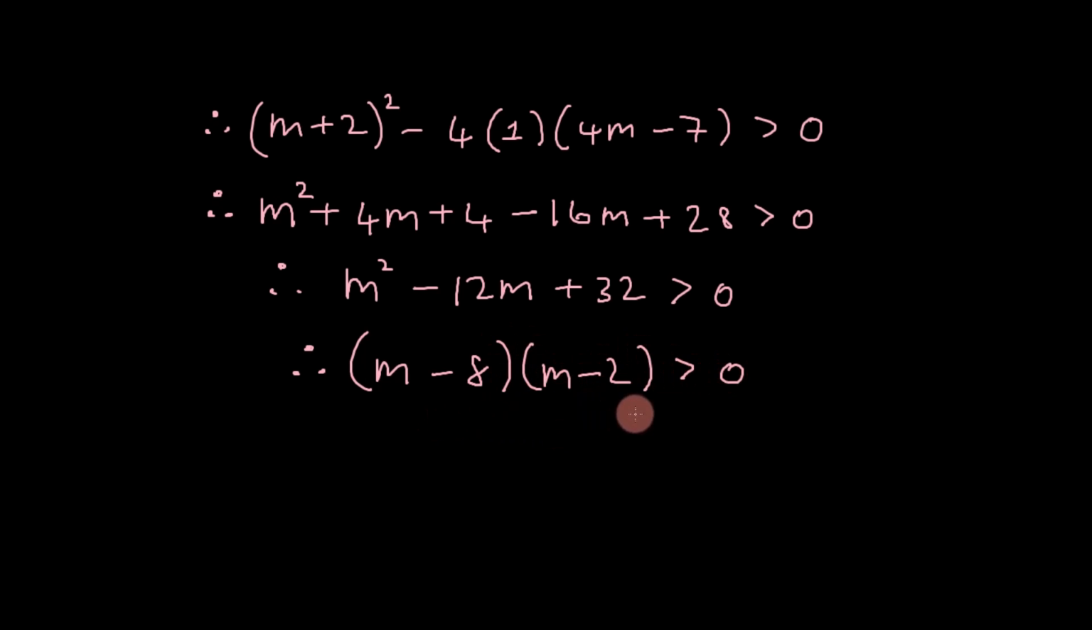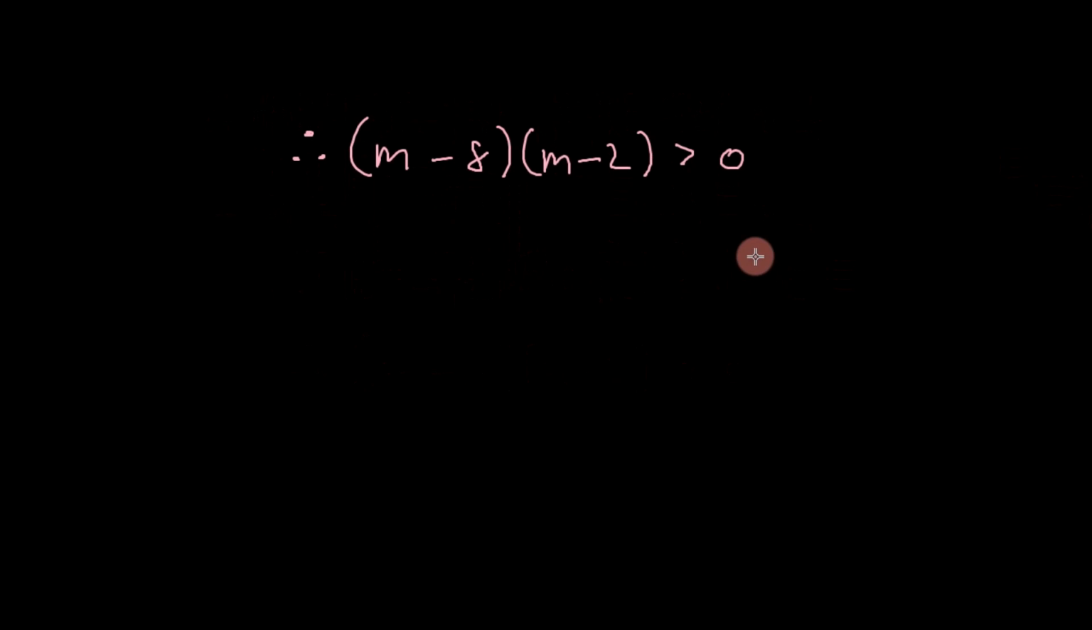We need to solve for m in this inequality, and we're going to draw a parabola in order to do that. So we're going to use an m-axis in this case. And our roots, of course, are 2 and 8. So positive 2 and positive 8. So let's draw the parabola.